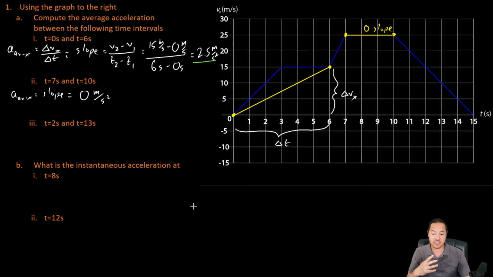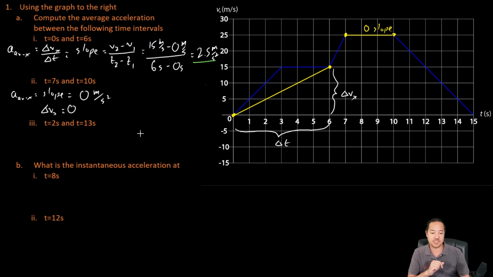Another way to look at it is the change in velocity is going to be 0, right? So it starts at 25 meters per second and it ends at 25 meters per second. There is no net change in velocity. So that means there's no acceleration, 0 acceleration. Let's look at this next one here.